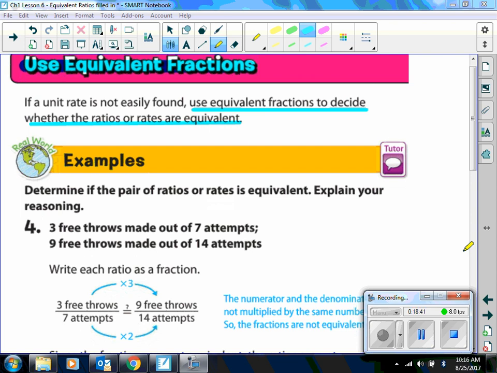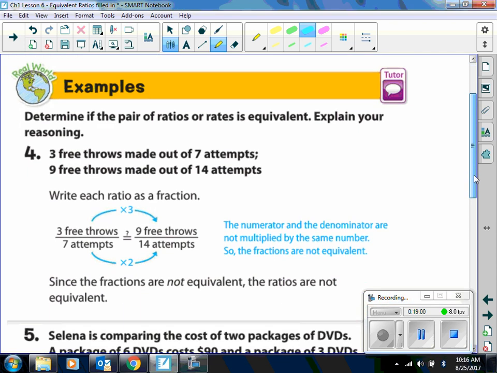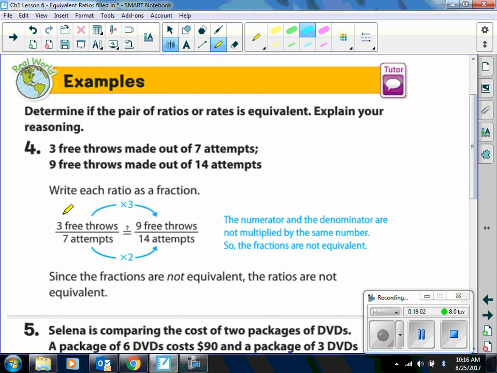So for example 4, it says determine if the pair of ratios or rates is equivalent and explain your reasoning. So here, 3 free throws made out of 7 attempts and 3 free throws made out of 14 attempts. So what we can do is look to see if we have equal fractions. So we're going to set them up for 3 free throws to 7 attempts, and we want to question, is that equal to 9 free throws to 14 attempts?